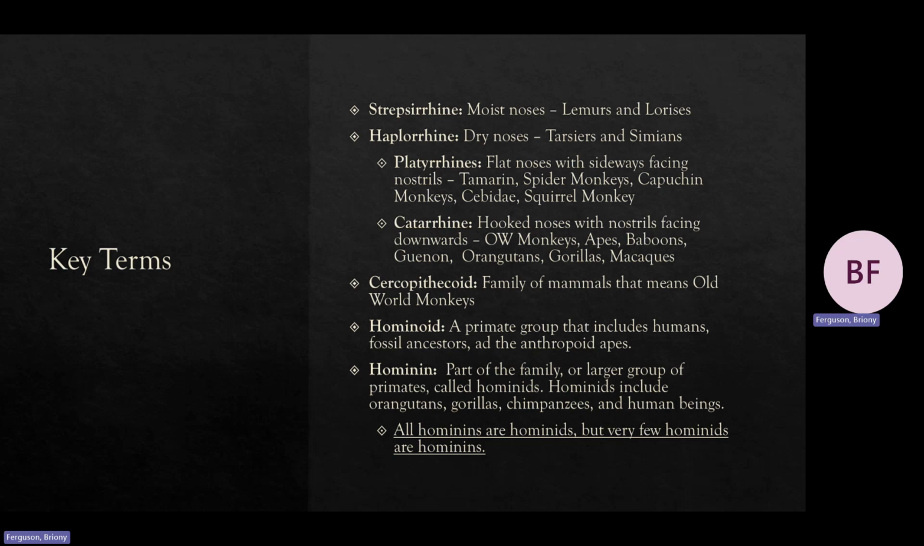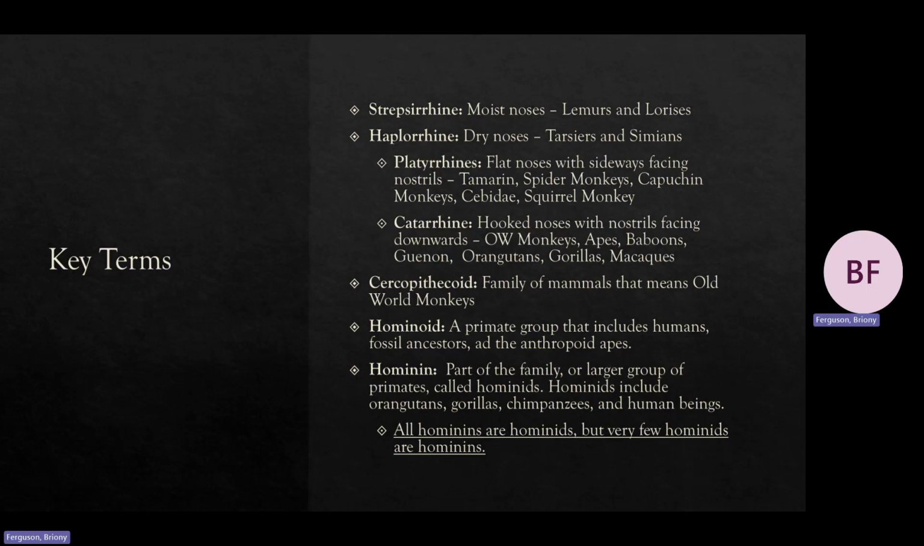Within haplorhines, we have platyrrhines. These are going to have flat noses with sideways facing nostrils. These will be tamarins, spider monkeys, capuchin monkeys, cebidae, and squirrel monkeys. And then catarrhines, these are going to have hooked noses with nostrils facing downwards. So your Old World monkeys, the great apes, baboons, the guenons, macaques, and even humans.